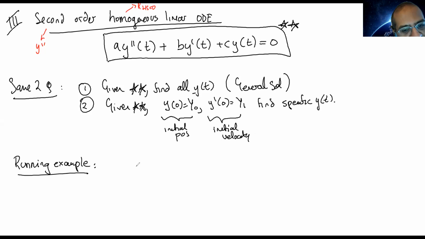Let's look at the following equation. y double prime minus 3y prime minus 4y equals 0. That's a second order homogeneous linear ODE. I've omitted the t's. They're all functions of t. I just didn't write t because it's understood from the context. So let's turn this into a linear algebra problem.